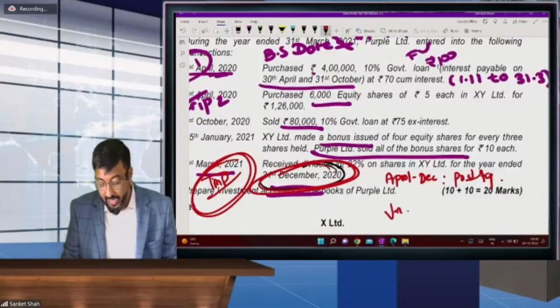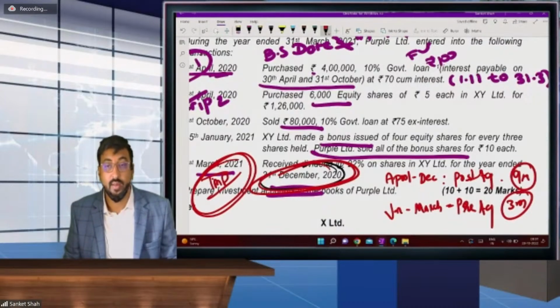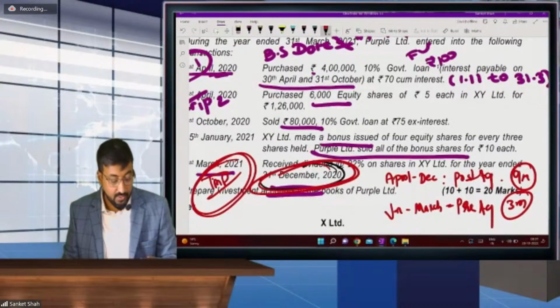And from Jan to March, he does not have shares. So this is pre-acquisition. So 3 months and 9 months. So your dividend will be divided in 3 months and 9 months. And remaining dividend of 9 months will be credited to profit and loss account. So this is a new concept in this question. Most important question, 31st December 2020. Now you can mark it.